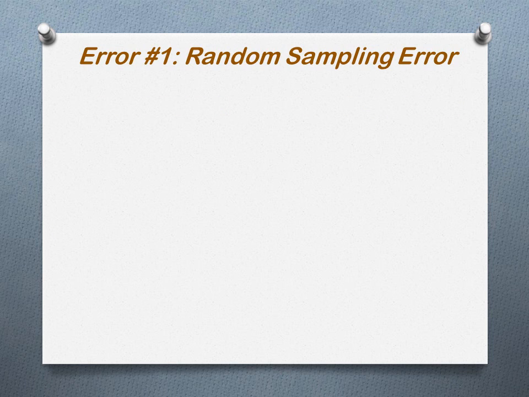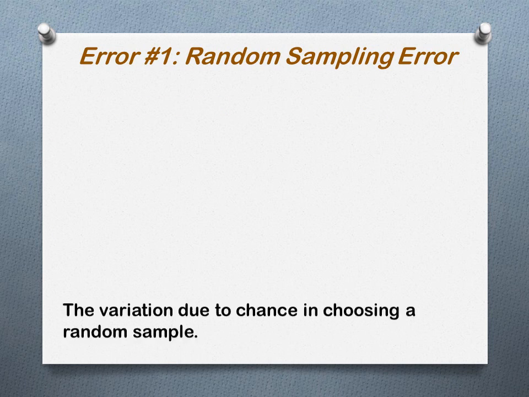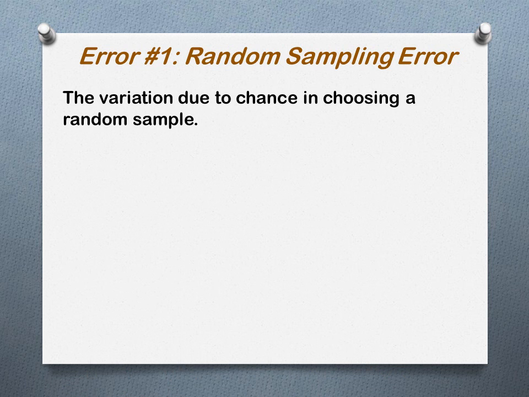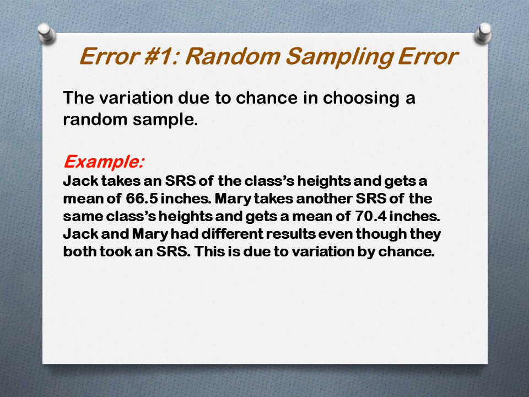So the first sampling error we want to look at is random sampling error. This is the variation due to chance in choosing a random sample. So for example, Jack takes an SRS of the class's heights and gets a mean of 66.5 inches. Mary takes another SRS of the same class's heights and gets a mean of 70.4 inches. Jack and Mary had different results even though they both took an SRS from the same population. This is due to variation by chance.